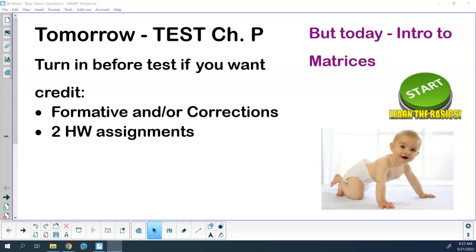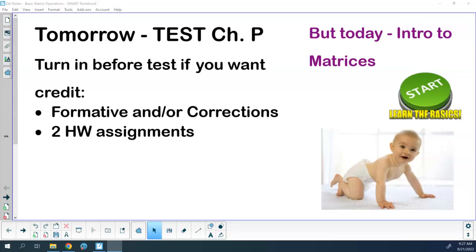On top of those 2, you also have 2 formatives that if you haven't turned those in, you need to turn those 2 in also. So you've got 4 things to turn in prior to your 4-page test tomorrow. The rule of the 4s. All right? So you've got that going on.